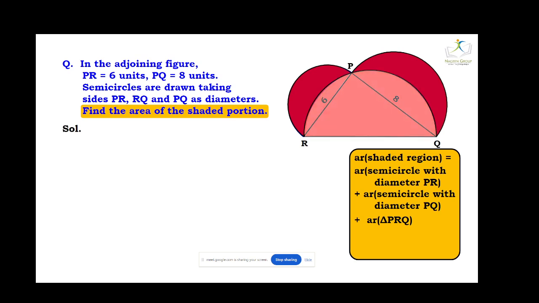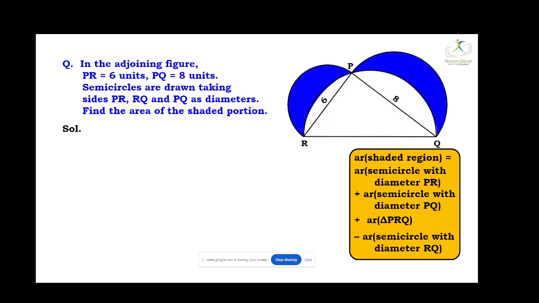Now we have to subtract the entire area of the RQ semicircle. That's all. By seeing this idea, we can solve that. Now, how to find the area of a semicircle, sir? You should know the radius. What is the radius? That you have to think.